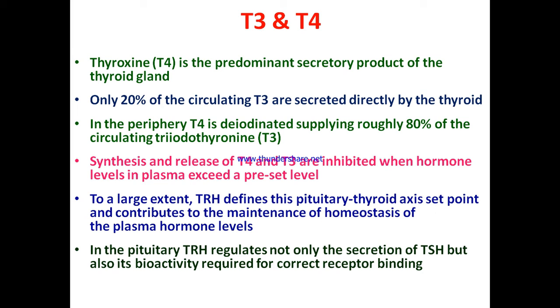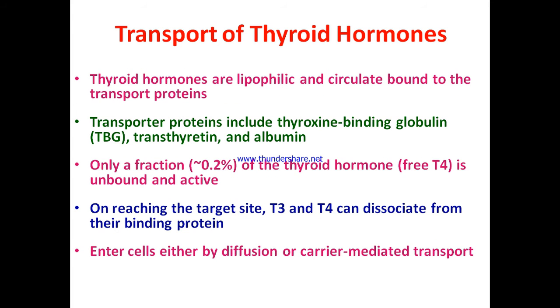In the pituitary, TRH regulates not only the secretion of TSH, but also its bioactivity required for correct receptor binding. So that role is also there for the thyrotropin releasing hormone. It induces secretion of TSH and also its bioactivity, which is required for correct receptor binding. So TRH helps in the secretion of TSH as well as helps in the correct binding of TSH with the receptors.